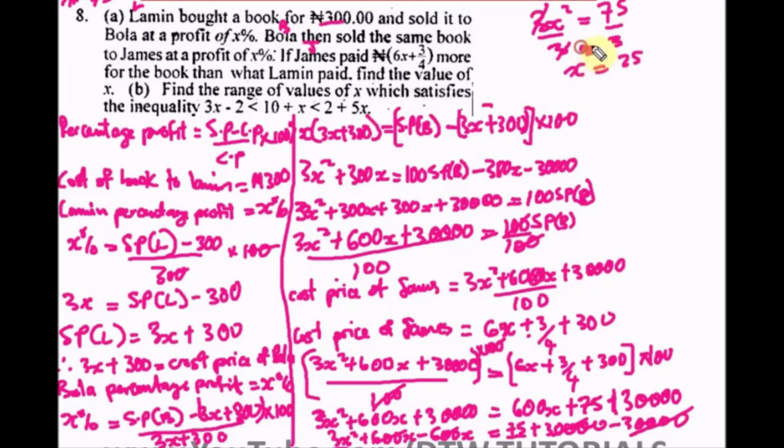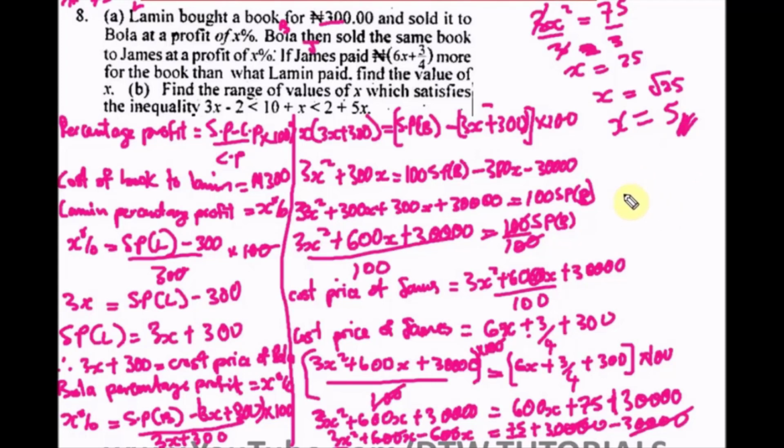And to get our x, this is x squared, and to get our x is simply the square root of 25. So x is equal to the square root of 25. And the square root of 25 is 5. So our answer, the value of x is equal to 5. Alright, so this is our final answer.